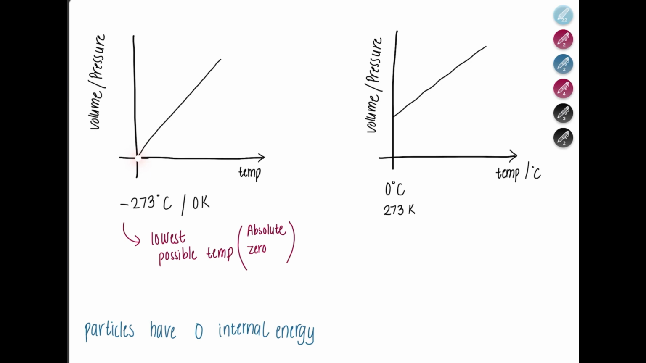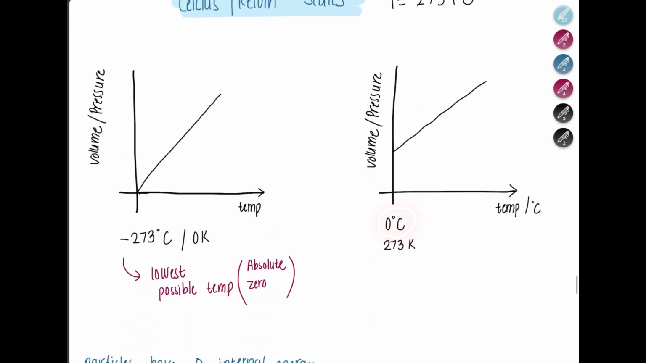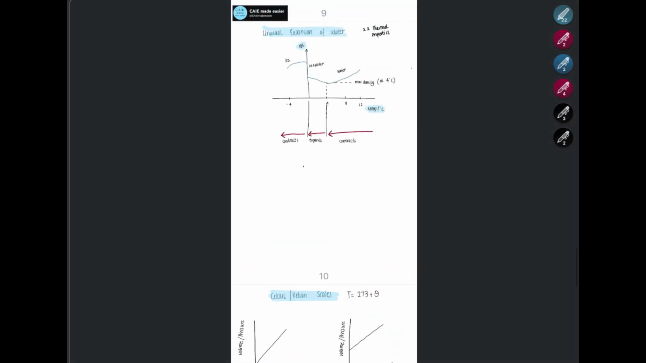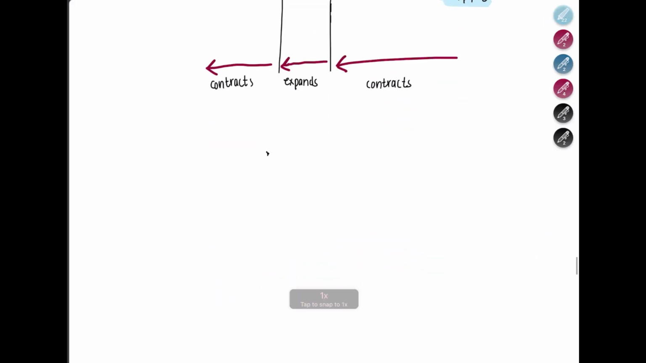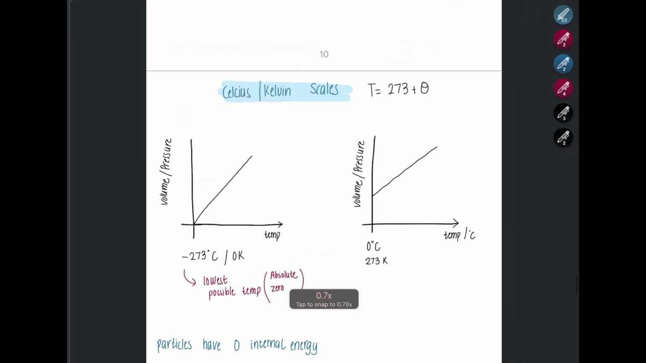So this is negative 273. But on the other hand, if this is 0 Kelvin, at 0 degrees Celsius we start from here. Why? Because there is some kinetic energy and potential energy, and there is some volume. So we cannot start from here. At 0 degrees Celsius, the temperature is 273 Kelvin. Now this graph is just for water, and this graph is for all the other materials.